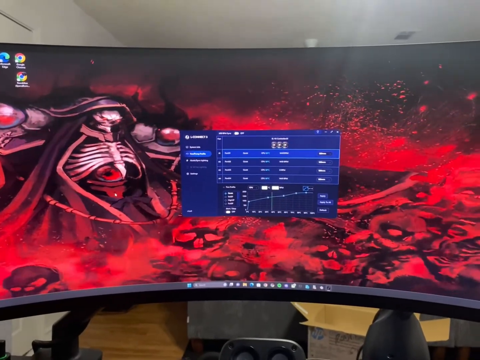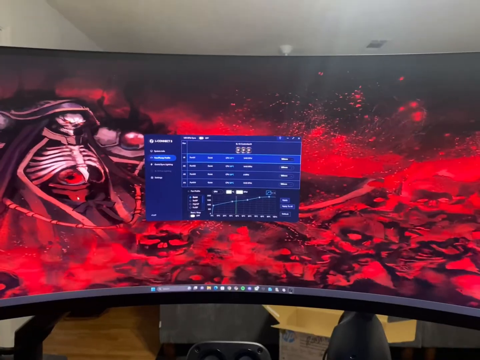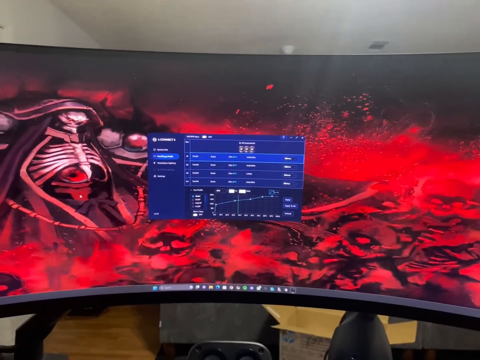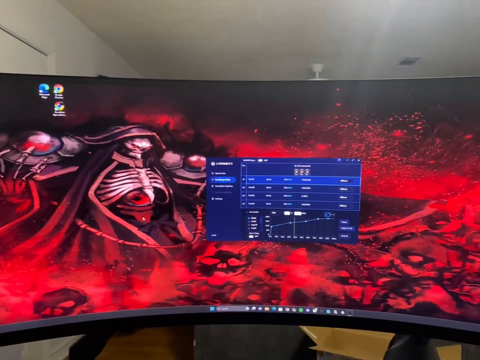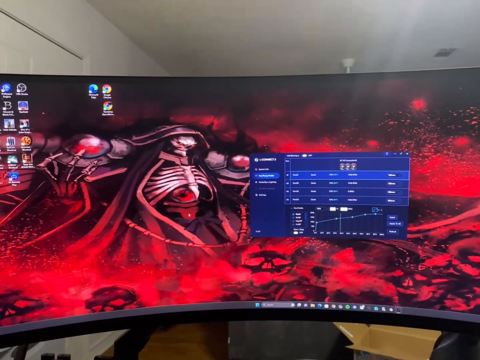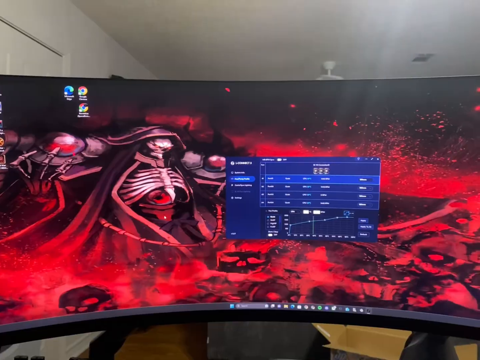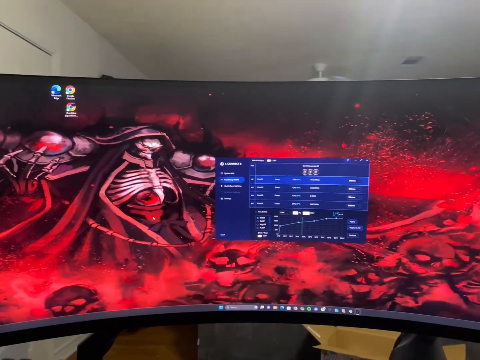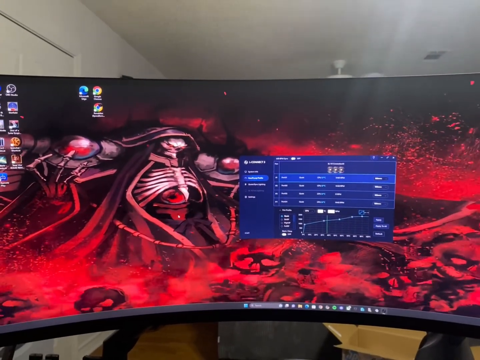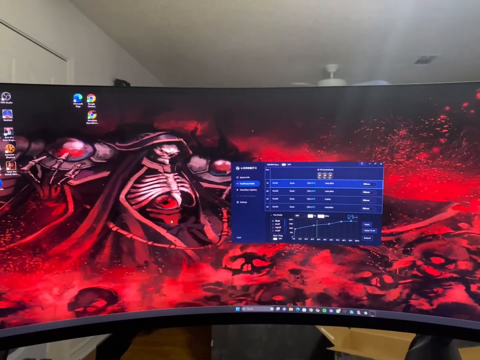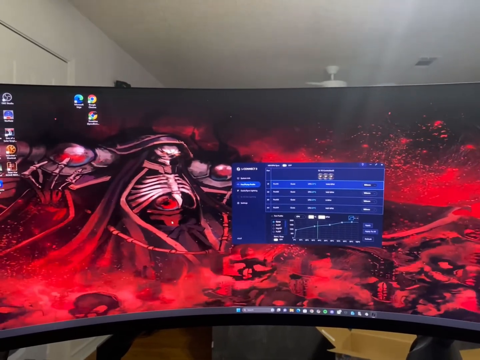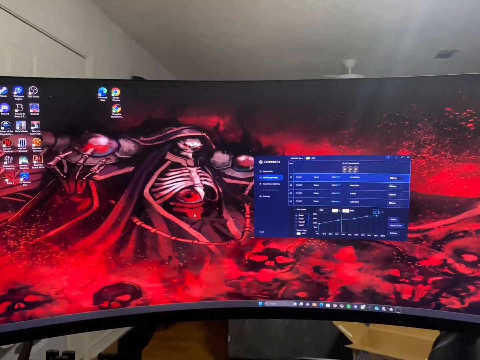Lian Li, for your future controllers, please, please, please do not use these micro USBs ever again. They are garbage. Stop using these. Any company that is using micro USB connections, stop it. They're bad. I know you want to save money, but this is poor quality for something that costs a lot of money.